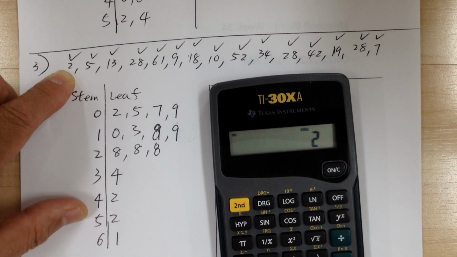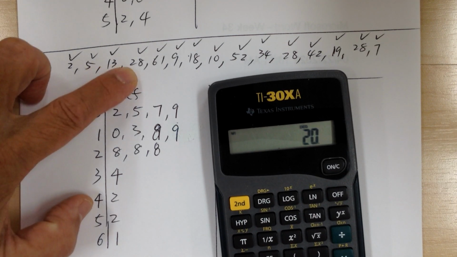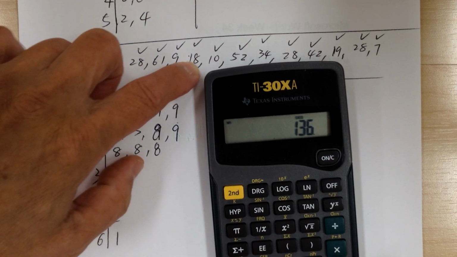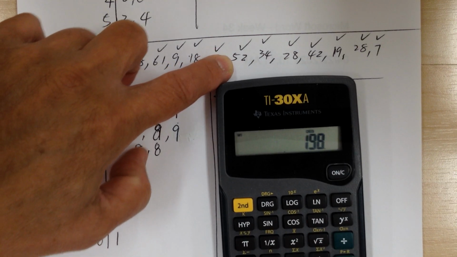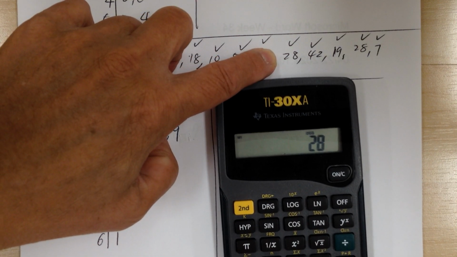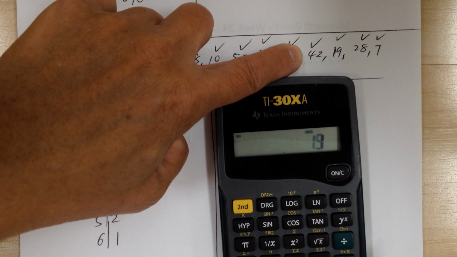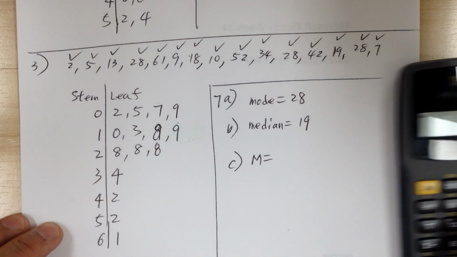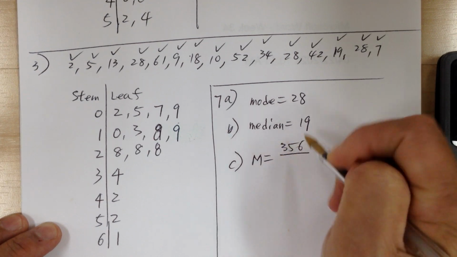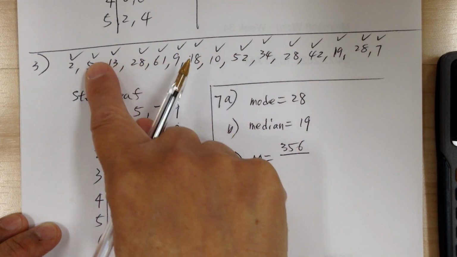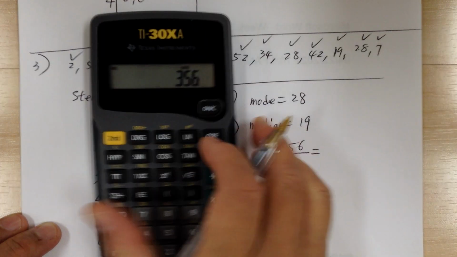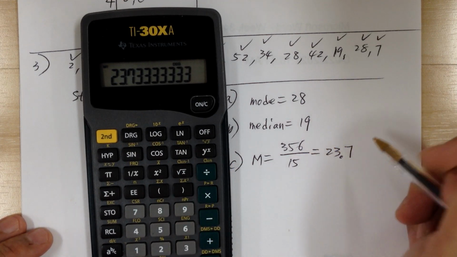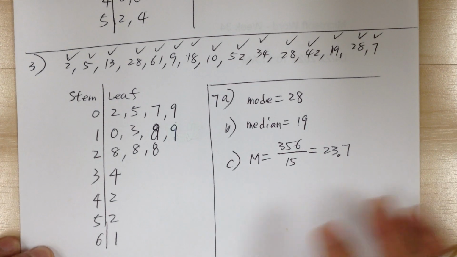Okay, so you can go 2 plus 5 plus 13 plus 28 plus 61 plus 9 plus 18 plus 10, plus 52, plus 34, plus 28, plus 42, plus 19, plus 28, plus 7, equals 356, divided by 15. Okay, let's divide by 15. So you get 23.7. And so that's it for this one.